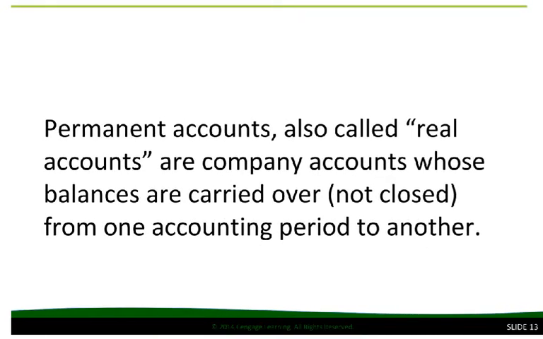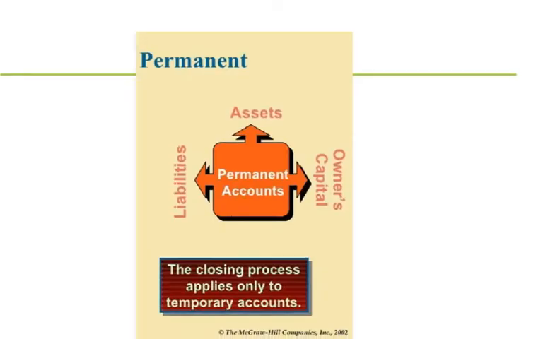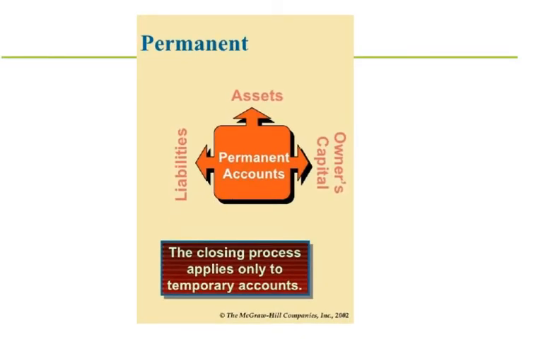They're not closed from one accounting period to the other. So if there's a balance, the balance carries forward. Permanent accounts, as you can see from the diagram, are assets. We own those. Liabilities. And of course, the all-important owner's capital account.